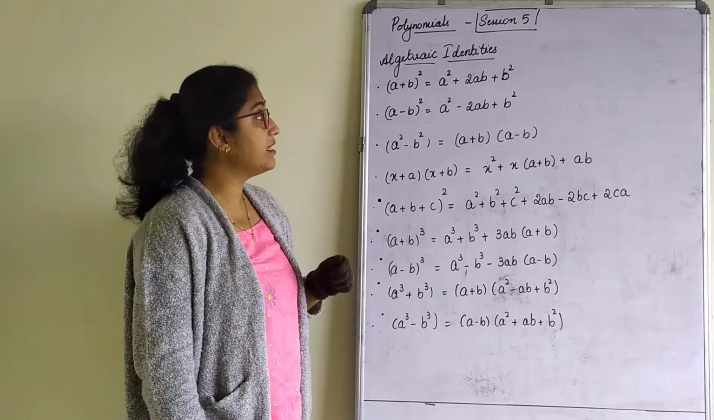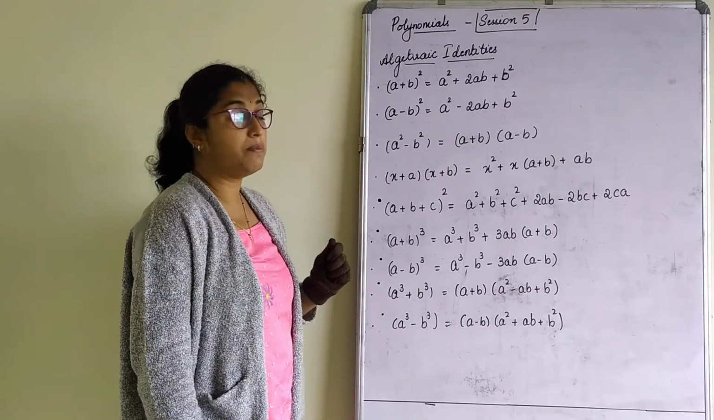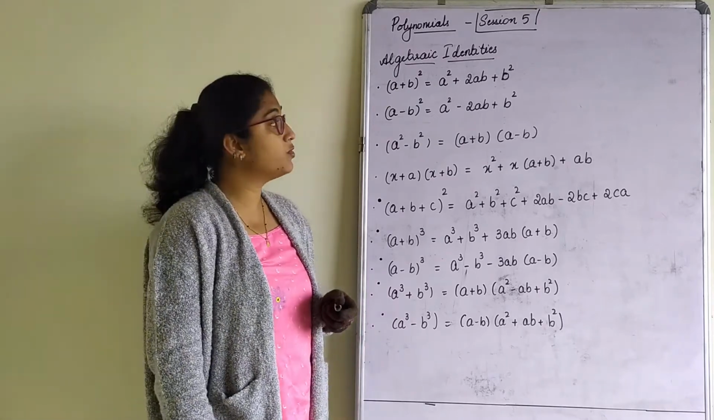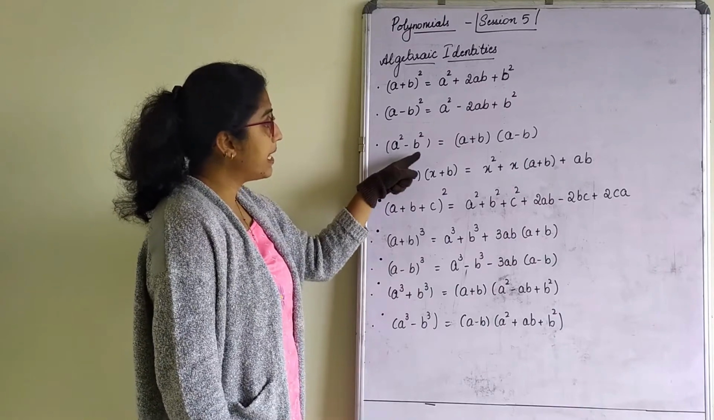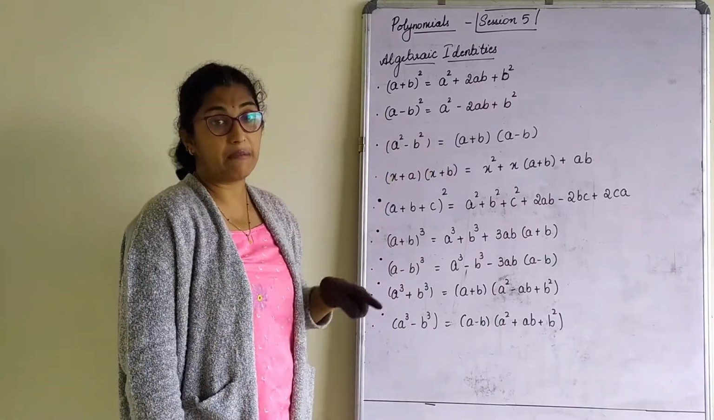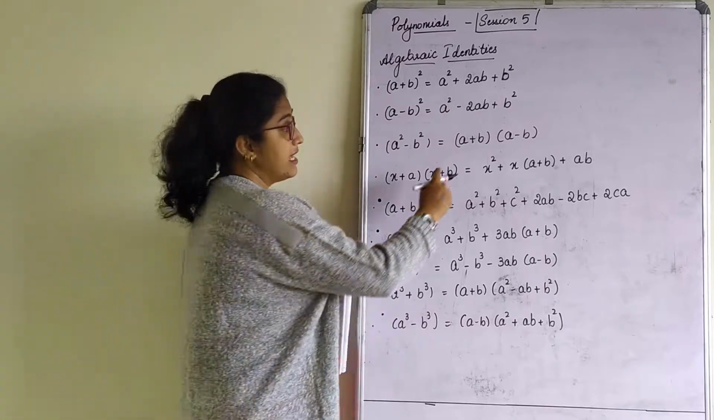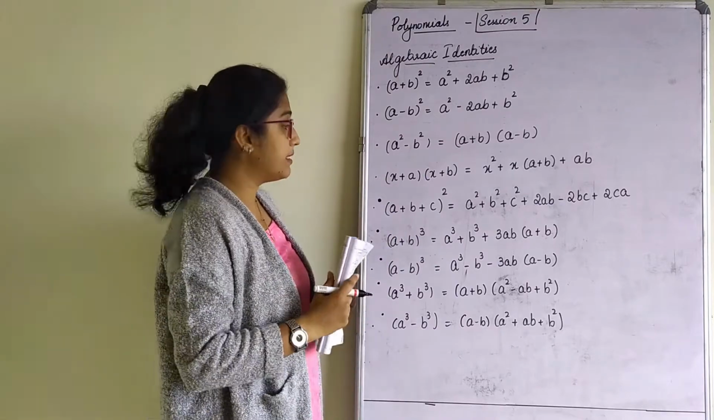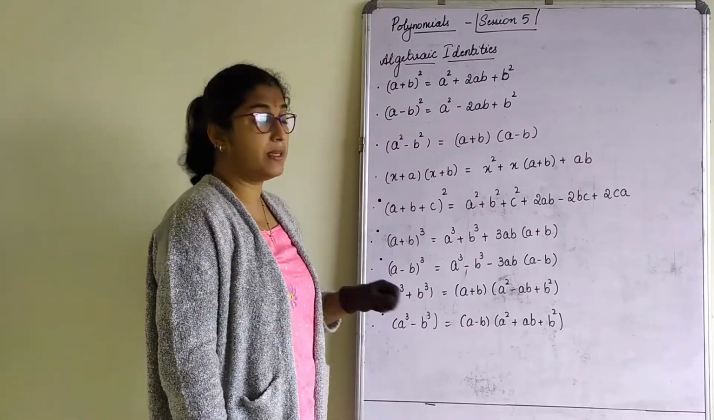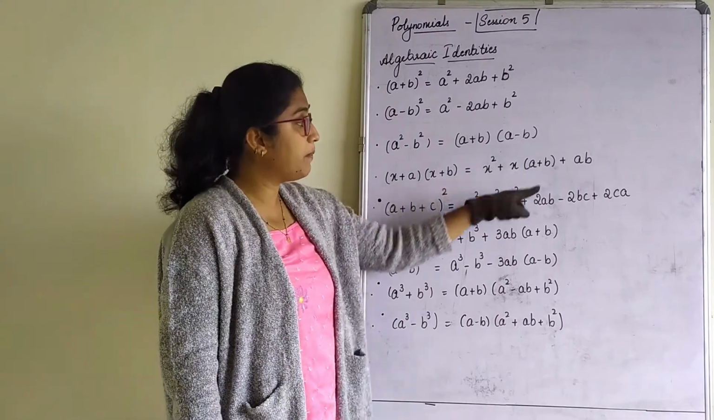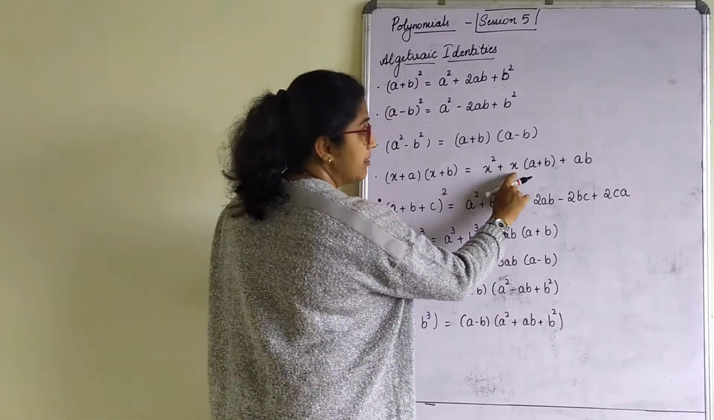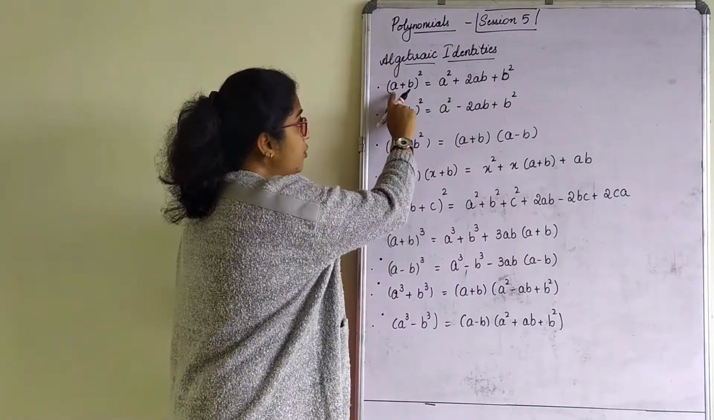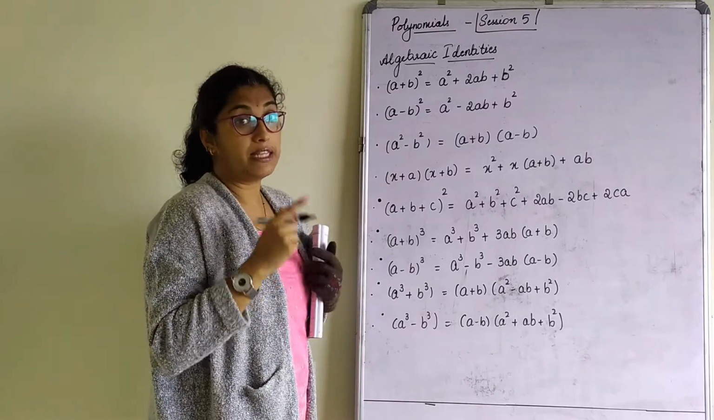(a plus b) whole square is equal to a square plus 2ab plus b square. (a minus b) whole square is a square minus 2ab plus b square. a square minus b square is (a plus b)(a minus b). This can also be asked as (a plus b)(a minus b) is equal to a square minus b square. It can be written (x plus a)(x plus b) equals x square plus x(a plus b) plus ab. Sometimes this x is also written here. It's 1 at the same. This one we know, only a binomial square, (a plus b) whole square.